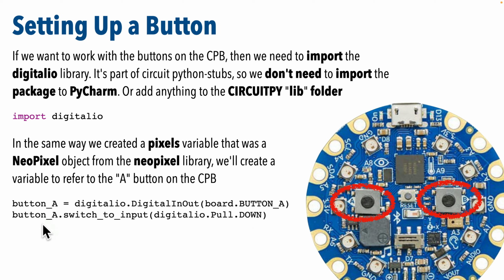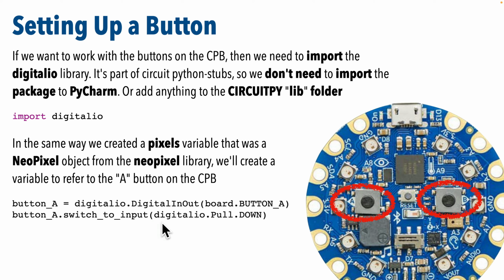button_a is just the variable name for the object created above. switch_to_input is a function that's available to a DigitalInOut object. Functions attached to objects are sometimes called methods, and this function or method allows us to switch the DigitalInOut object so that it is in fact an input.